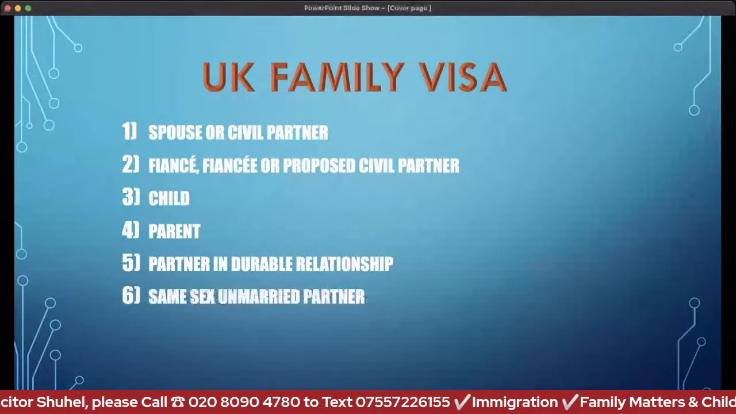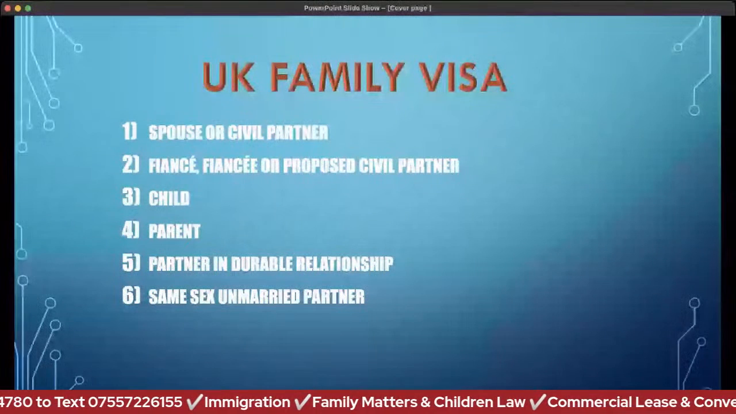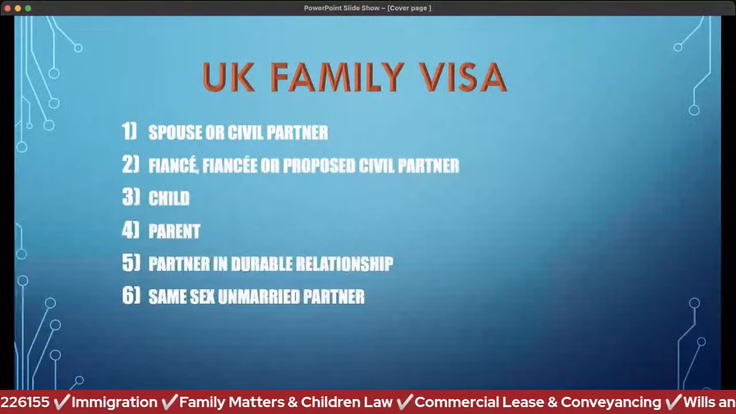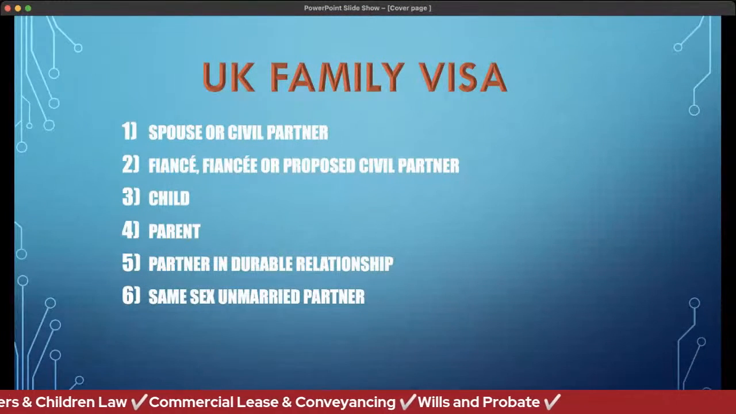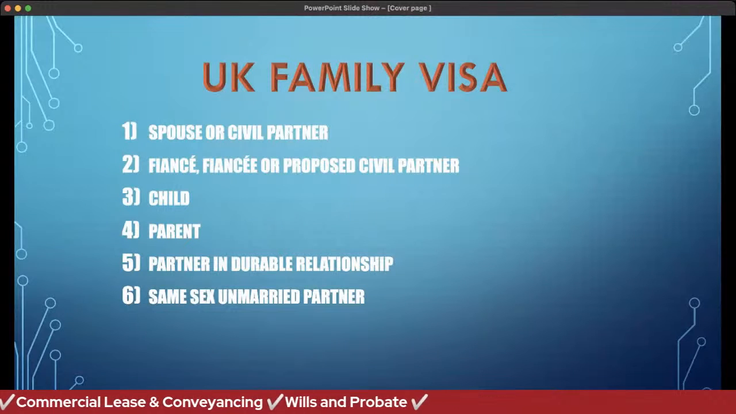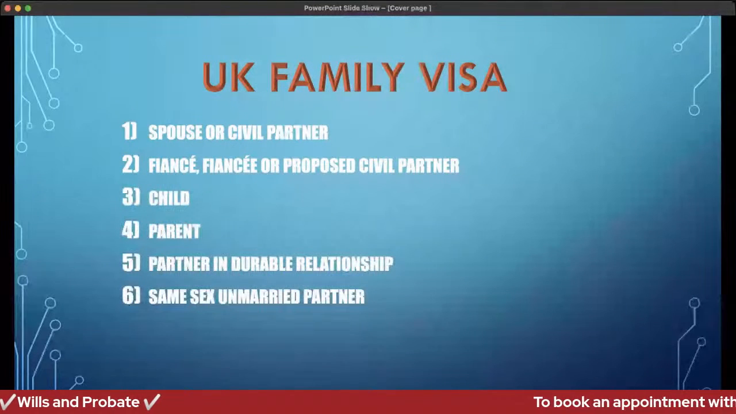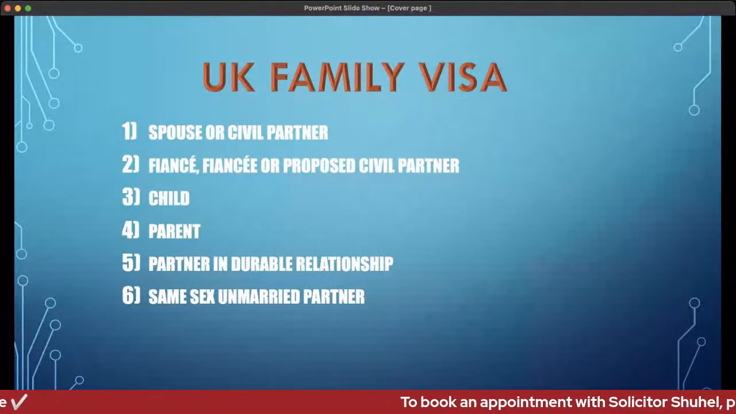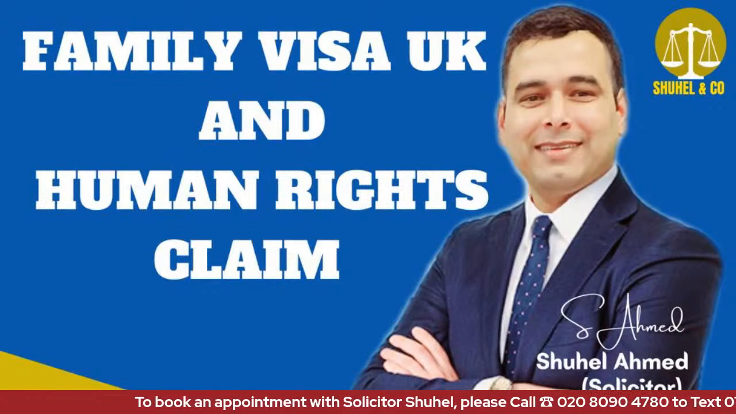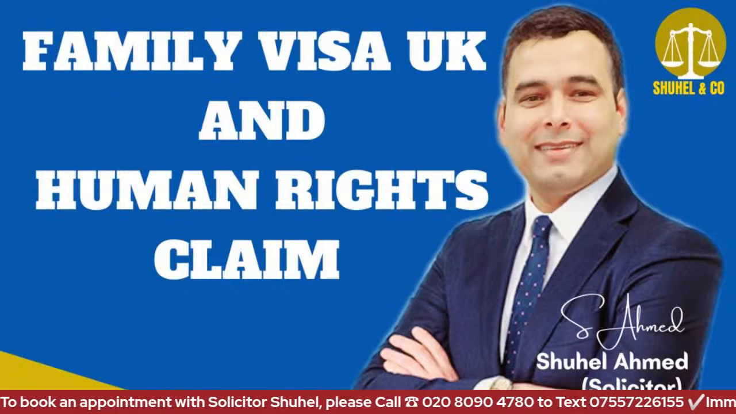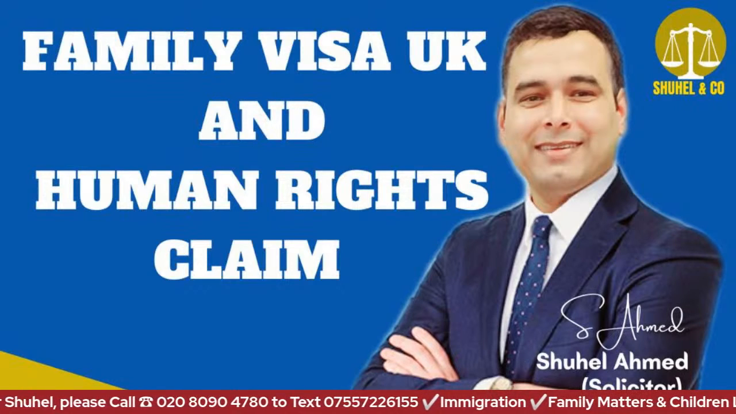Moving to the next one, the same-sex unmarried partner visa. It works the same way as partner in a durable relationship. If you are a same-sex person in a durable relationship, that means you are an unmarried partner. Again, like a civil partner, you can come to the UK, or you can apply for leave to remain in the UK on that basis. The requirement is almost the same as for a spouse or partner.